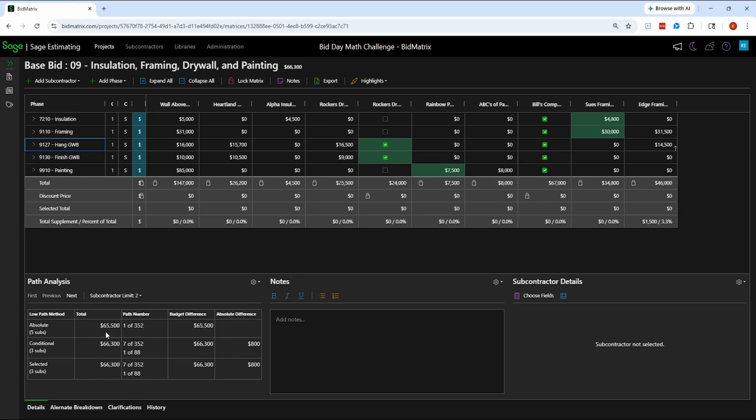Or maybe if I want to do 2 subs. So in this case here, I'd be adding $1,500. And in this case here, it didn't find a low combination of 2 more than just 1. So like in this case here, it says bills complete is the cheapest combination of 2 or less. But I'm paying a $1,500 premium by not working with as many subs on this job.